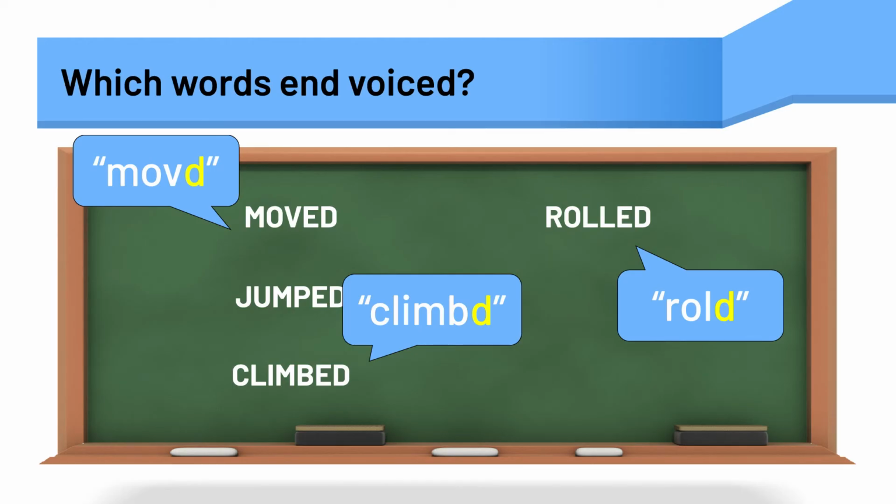Move, move, move. My notes indicate that the final V sound is voiced. Let me check with my hand to be sure. Move. Yes, it's voiced because I feel a vibration. So move would be pronounced in past tense as moved, moved, moved. Yes, correct. Now let's see about climb.